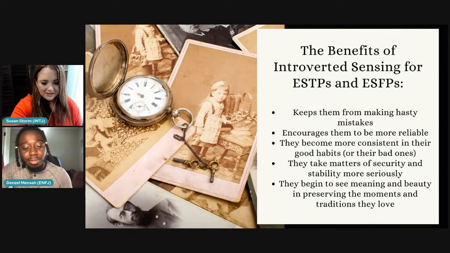So ESTPs and ESFPs really like to live life by the seat of their pants. They enjoy being spontaneous. They enjoy adapting to life as it happens rather than having a strict plan or a steady routine. And so they can see introverted sensing types as maybe a little bit stuck in their ways, as they create these really consistent routines and are always searching for stability. But when ESTPs and ESFPs integrate introverted sensing, it can keep them from making really hasty mistakes.